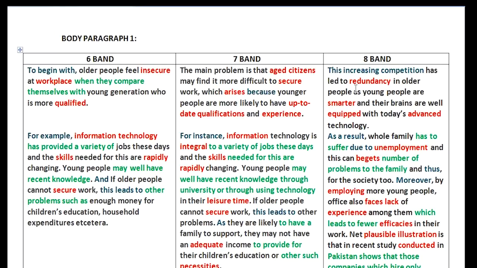The same line for 8 band essay will be this increasing competition has led to redundancy in older people as young people are smarter and their brains are well equipped with today's advanced technology. Look at the vocabulary that I've used: redundancy, smarter people, brains. They are equipped with today's advanced technology.